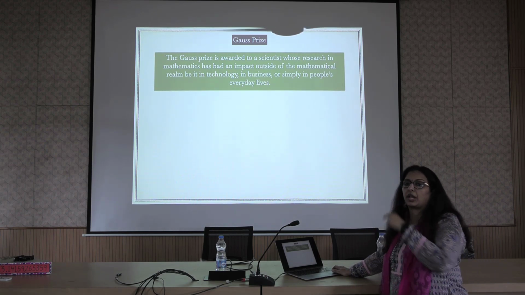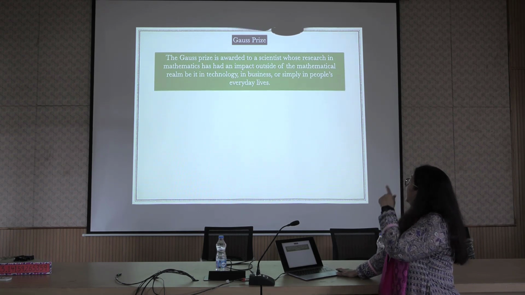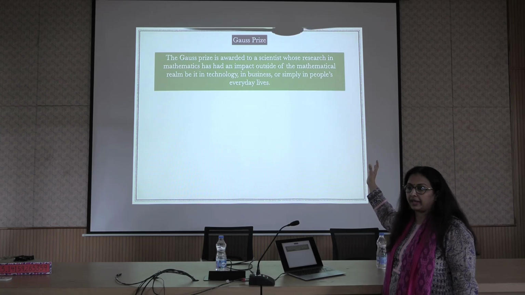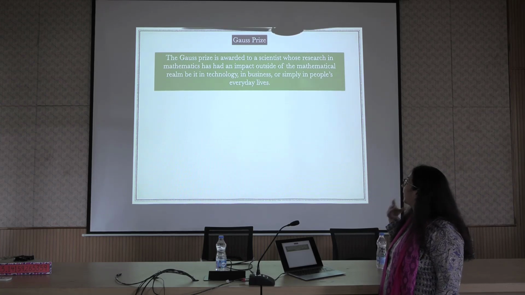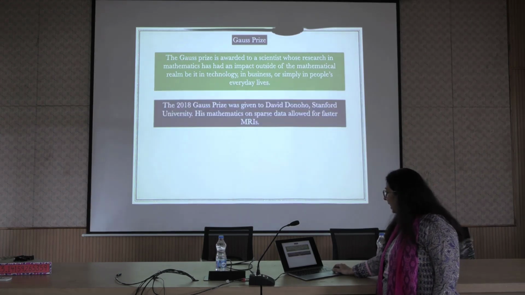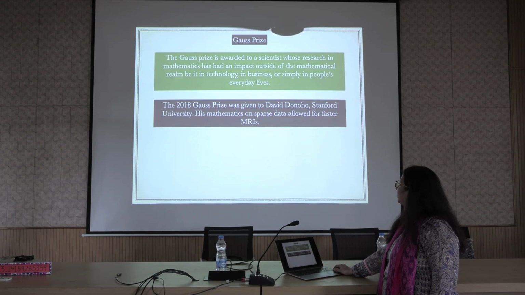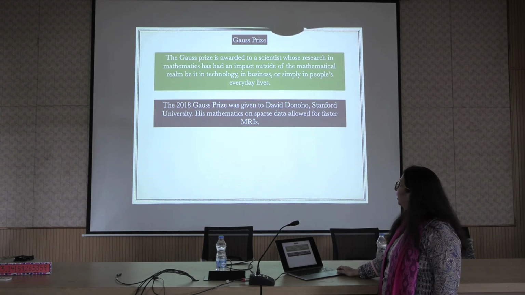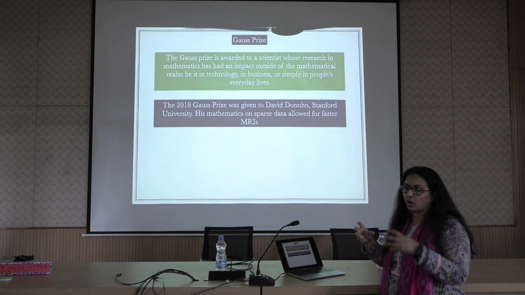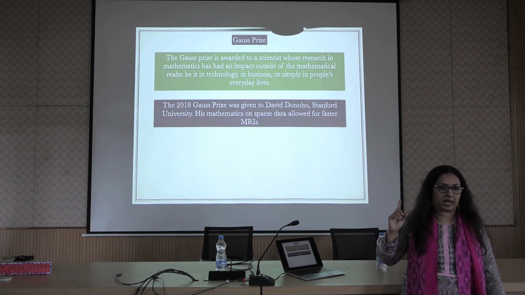And there is also the Gauss Prize, which is given for research in mathematics that has an impact outside of the mathematical realm, whether it is in technology, in business, or in people's everyday lives. In 2018, the Gauss Prize was given to David Donoho of Stanford University. His mathematics on what is called sparse data allowed for faster MRIs.